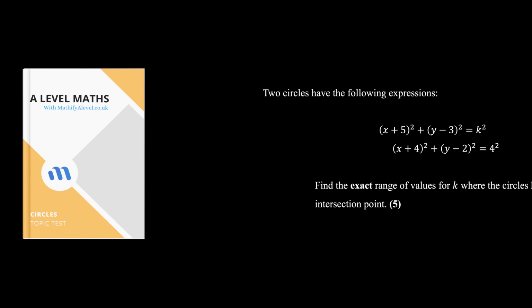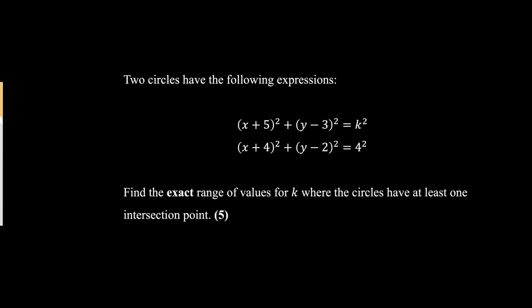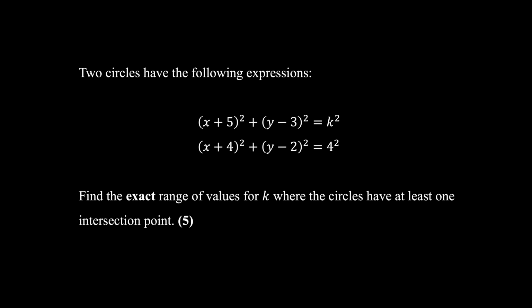Can you solve this challenging A-level circles question from Mathify? The problem states, two circles have the following equations. Find the exact range of values for k where the circles have at least one intersection point.